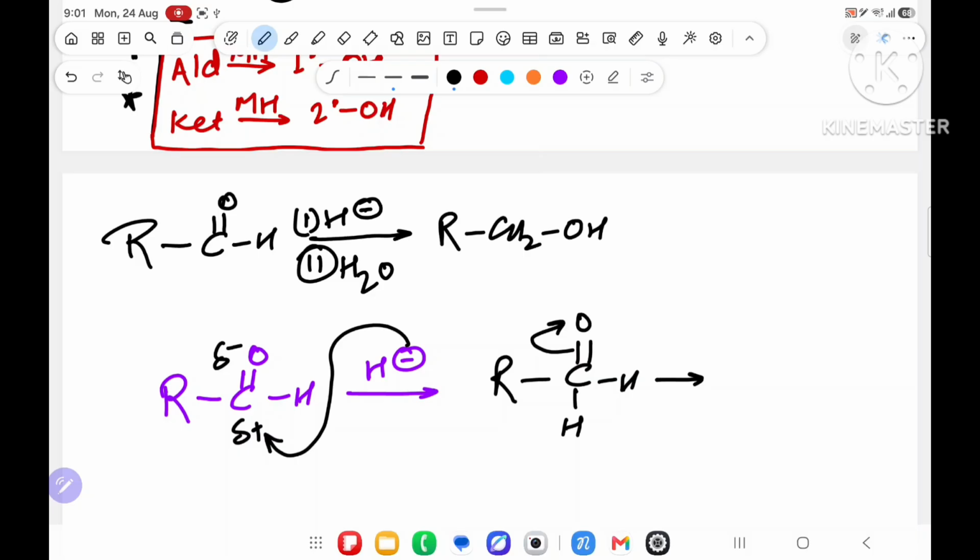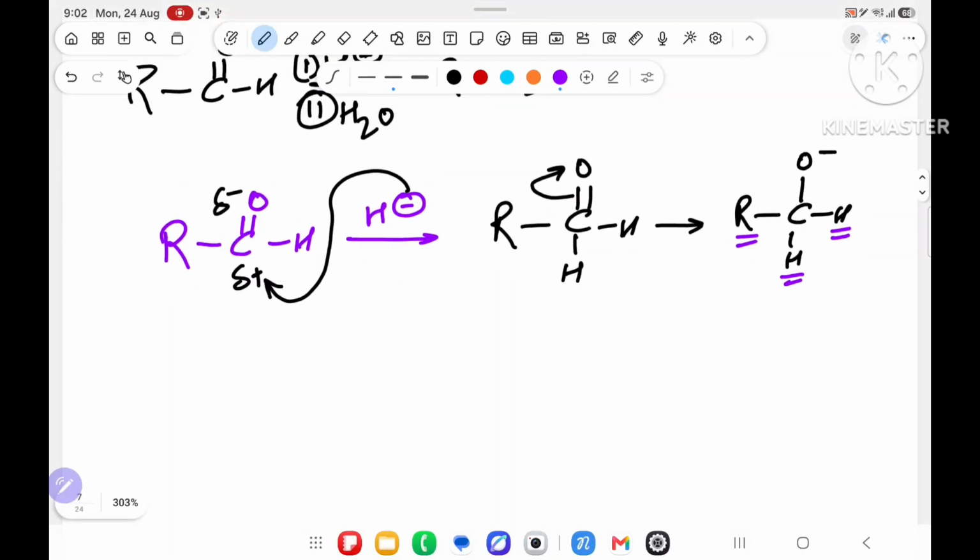Carbon does not make 5 bonds, so it will become RCH, H and O minus. O minus says, no, I want to return back, give me some space. So this H will say, no, I am not a leaving group. This H will say, I am also not a leaving group. This R will say, no brother, I am totally not a leaving group. So this O minus is totally worried.